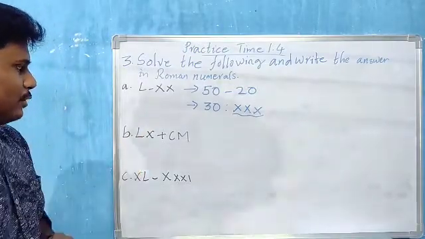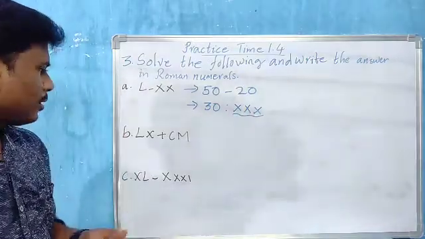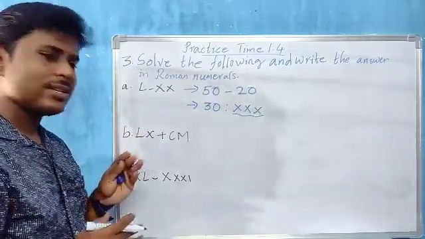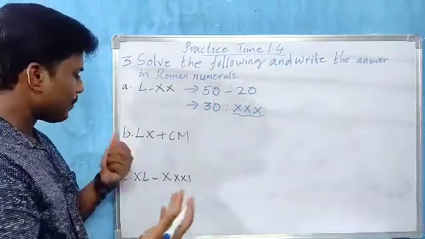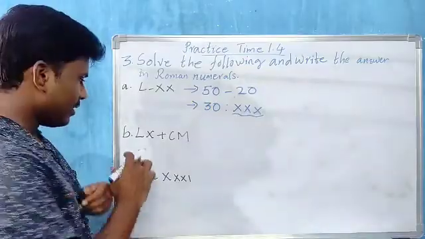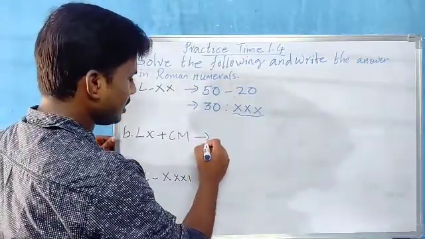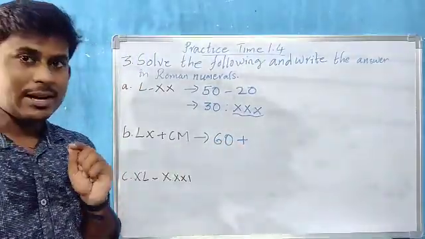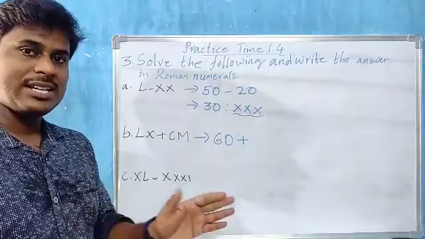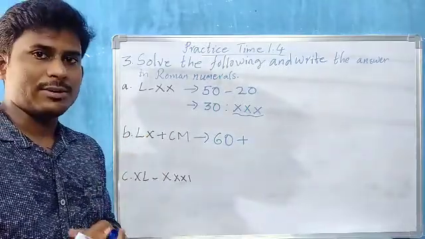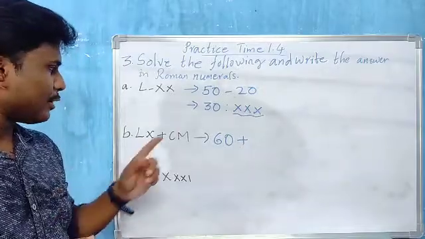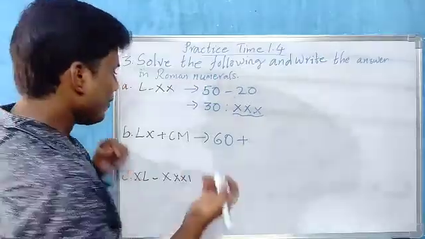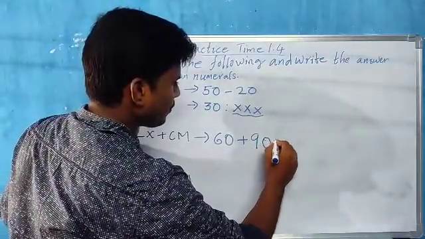Okay, children. Now go for the second question, B question. LX plus CM. First we have to convert into Indo-Arabic numerals. LX, children. L means what? 50. X is 10. So 10 is written right of the bigger value, so addition. 50 plus 10, children, 60 it is. Now plus CM. C is what, children? 100. M is 1000. C is written left of the greater symbol value. So what do we have to do? We have to subtract, children. 1000 minus 100. What is the value, children? It is 900. Very good.